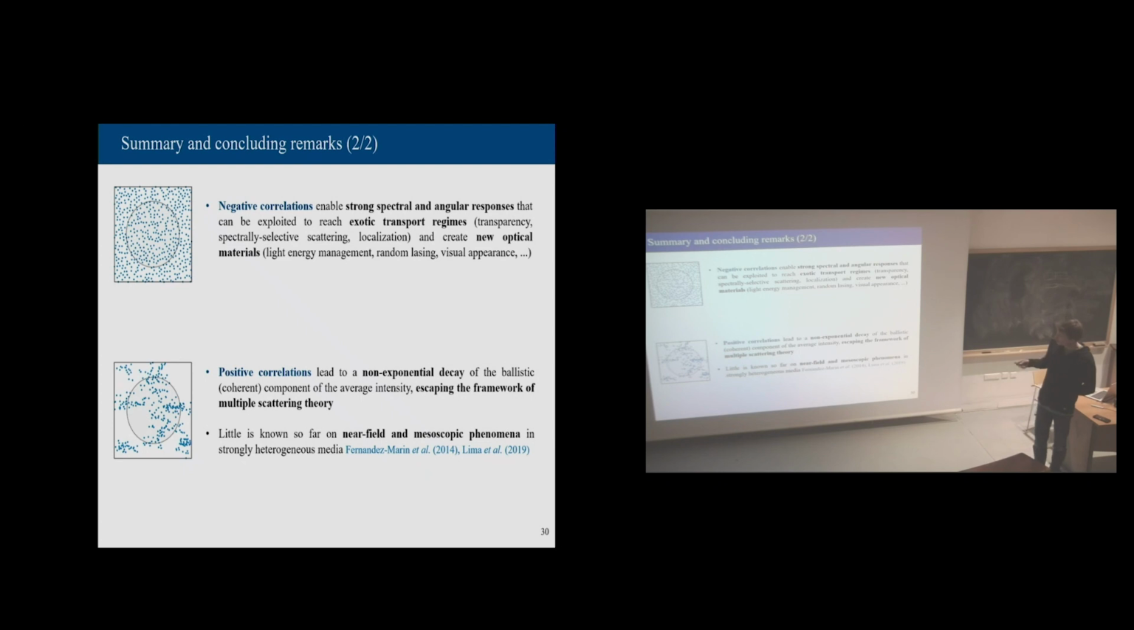On the second part, I could say that negative correlations enable strong spectral and angular response that can be exploited to reach exotic transport regimes. We've seen examples of transparency, spectrally selective scattering, localization also, as we have seen yesterday, and create new optical materials for different applications. And positive correlations lead to a non-exponential decay that is often neglected for the ballistic component of the average intensity, and that escapes today the framework of multiple scattering theory.